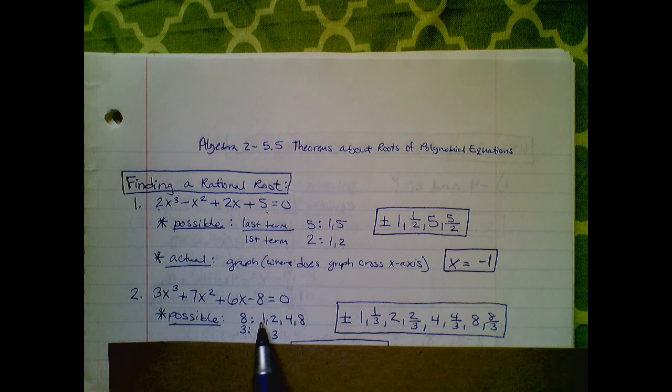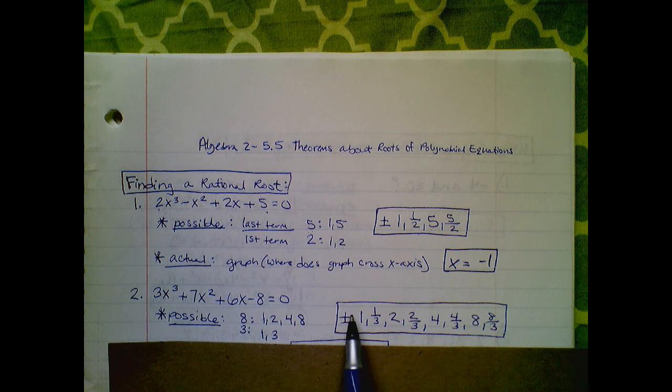Then we're going to take all these last terms and divide by all these first terms. So 1 divided by 1 is 1. 1 divided by 3 is 1/3. Now go to the 2. 2 divided by 1 is 2. 2 divided by 3 is 2/3. Now to go to the 4. 4 divided by 1 is 4. 4 divided by 3 is 4/3. Now the 8. 8 divided by 1 is 8. 8 divided by 3 is 8/3. If you have duplicates, you just need to put them once.